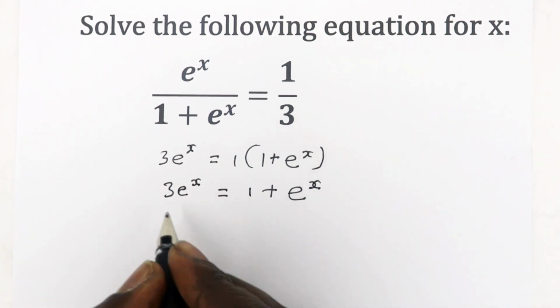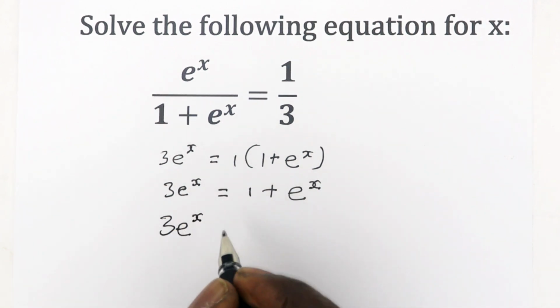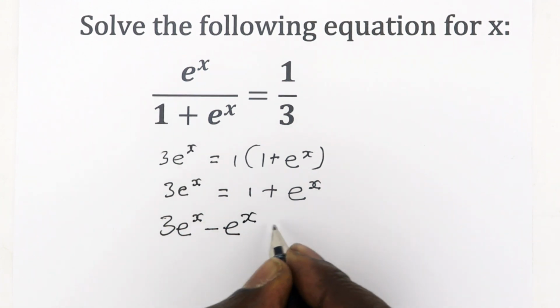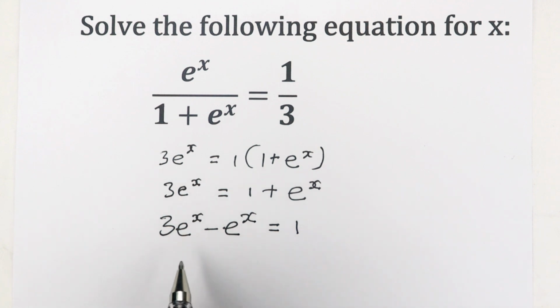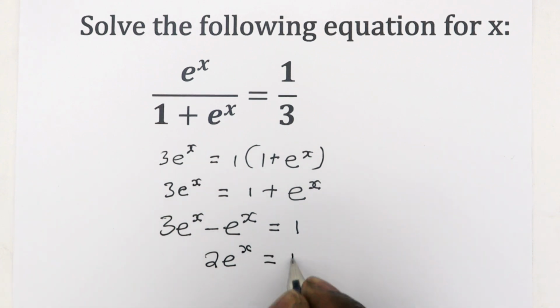Now you collect like terms. You have 3 e to x. Bring this one to the left. You get minus e to x is equal to 1. So these are like terms. You can just combine the two so that you have 2e to x is equal to 1.